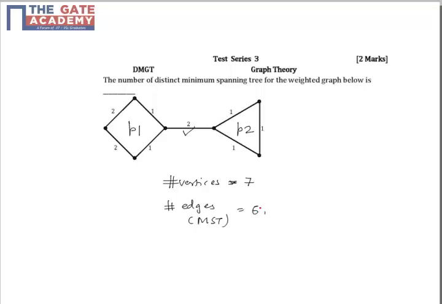Okay. So this edge is already there in my minimum spanning tree. I have to include this edge in my minimum spanning tree. Now from this part, to connect these 3 vertices, let's name them A, B and C. To connect these 3 vertices, I need 2 edges out of these 3 edges. What I need is any 2 edges.